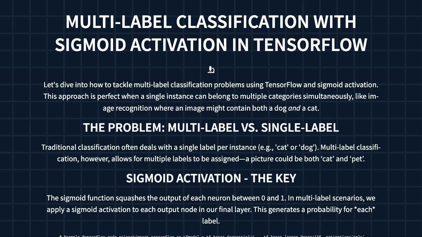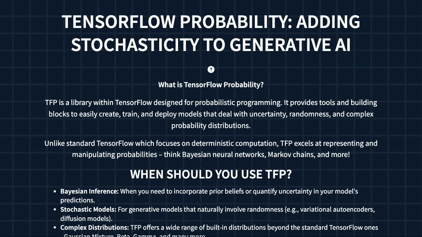We use binary cross-entropy loss because each label is essentially treated as its own independent binary classification problem. Let's talk about TensorFlow Probability, often called TFP. It's a really cool addition to the TensorFlow ecosystem. It's specifically built for handling probability and uncertainty.